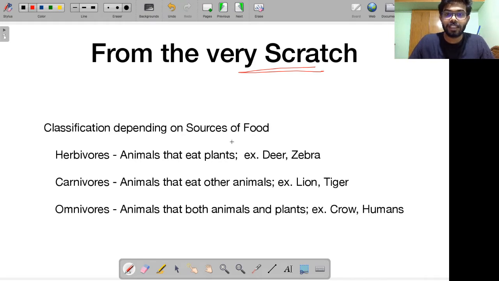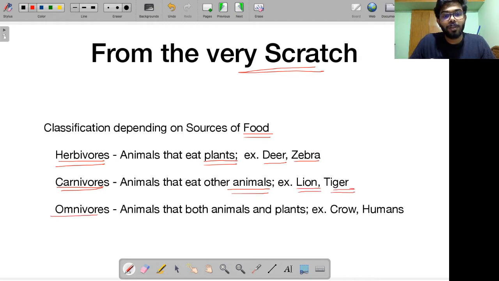So as you know, we classify organisms based on the sources of food. Right? You are aware of this. For example, you might have heard about herbivorous animals. Herbivorous animals are animals that eat plants, right? For example, we have deer, zebra, etc. Then there are some animals we classify as carnivorous animals. These are animals that eat other animals. For example, we have lion, tiger, etc.